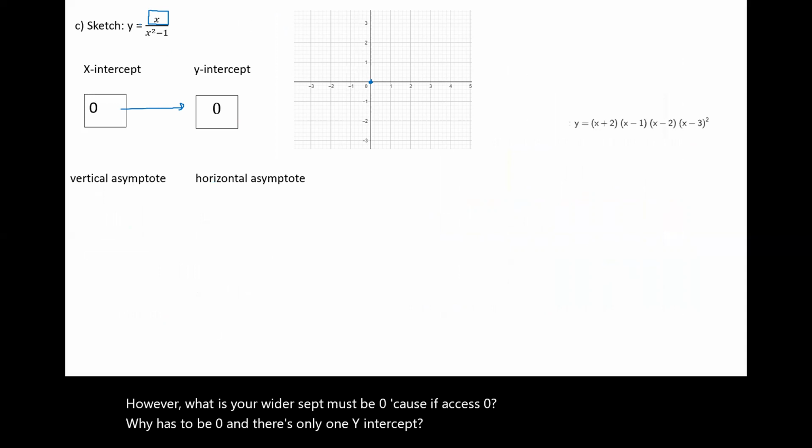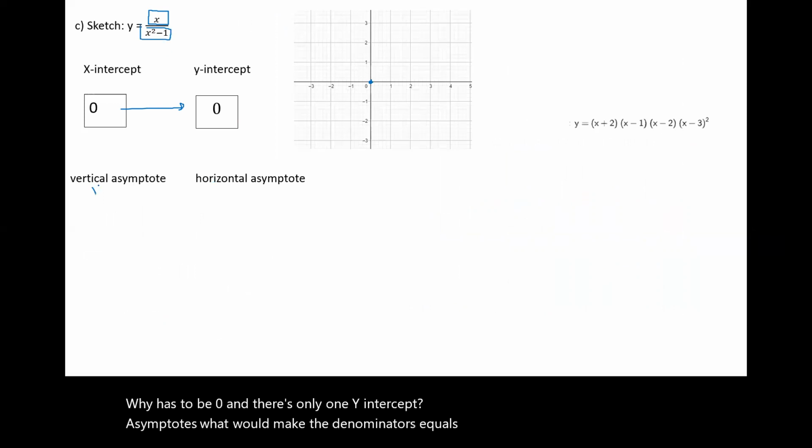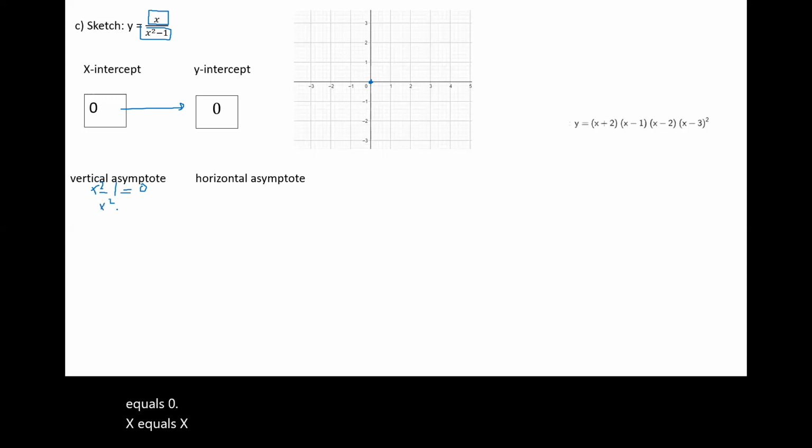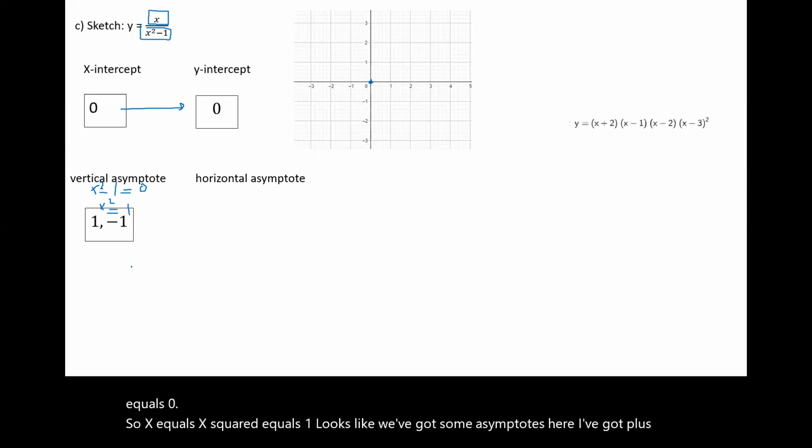Asymptote. What would make the denominator equal 0? We've got x squared minus 1 equals 0. So x squared equals 1. Looks like we've got some asymptotes here. I've got plus or minus 1.